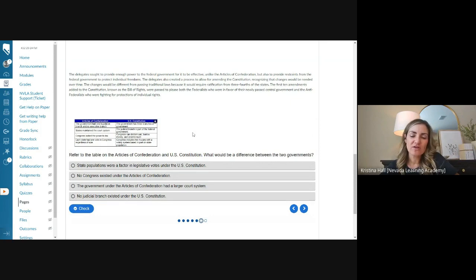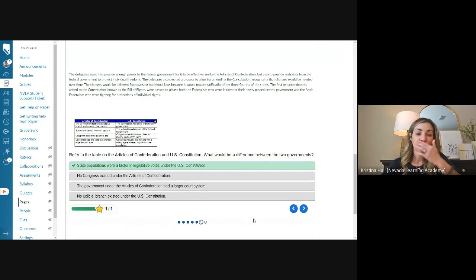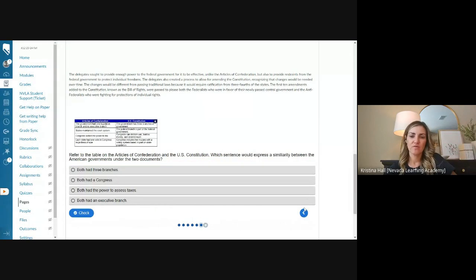Referring to the table on the Articles of Confederation and the U.S. Constitution, what is a difference between the two? Let's see, state population was a factor in votes under the U.S. Constitution. That's true. No Congress existed? No. The government under the Articles of Confederation had a large court? No. No judicial branch. Okay, so I'm pretty sure it's this one. Yes. So all of a sudden, state population became important with representatives in the legislative vote, which didn't happen the first time.